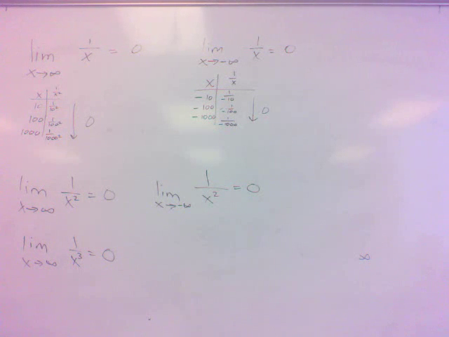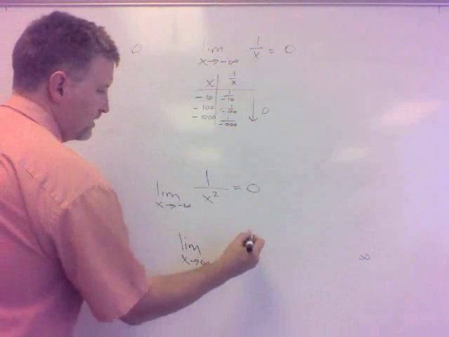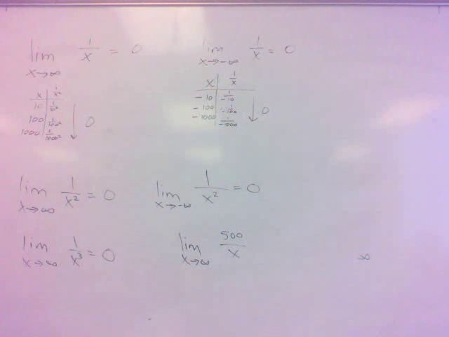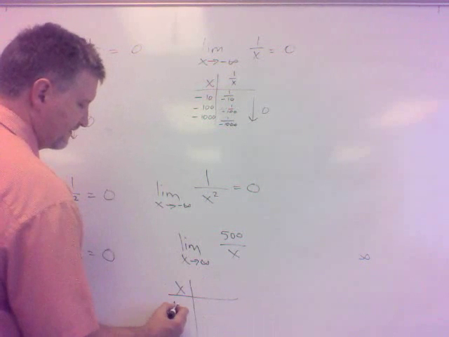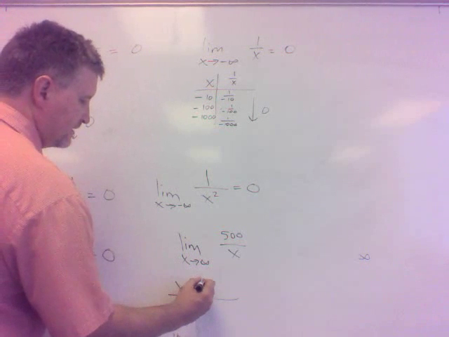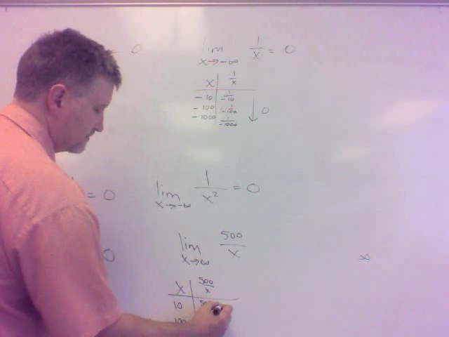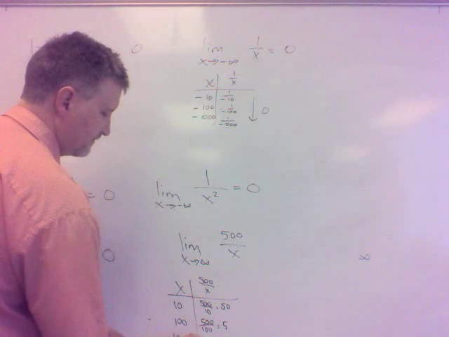Matter of fact, what if I put a number on the top? What if it was the limit as x approaches infinity of, let's say, 500 over x? Is that going to change it? Different ways you could see that, but if you just put the numbers in your table there, is that going to change anything? Doing 500 over x, that would be 500 divided by 10, which is 50. You'd have 500 divided by 100. That's 5.